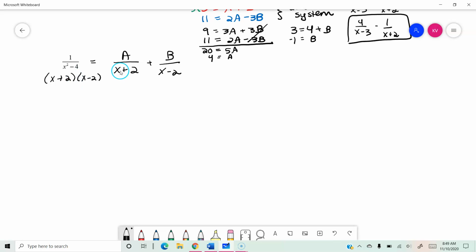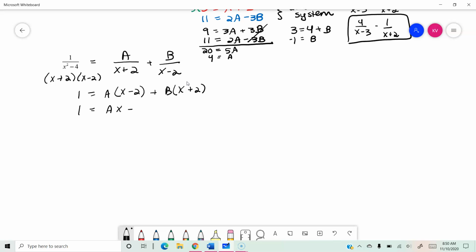And by the way, it doesn't matter which order you set these up. If you set the x minus 2 up here and the x plus 2 there, it's fine. All of the numbers will still work out. And then you're going to multiply through by your LCD, which is going to be the x plus 2 times x minus 2. And that's going to cancel out your denominators on this left side, and you'll just have a 1. And on the right side here, your x plus 2's will cancel, and you'll have an A times x minus 2. And then on this last term here, your x minus 2's will cancel, and you'll still have B times x plus 2.